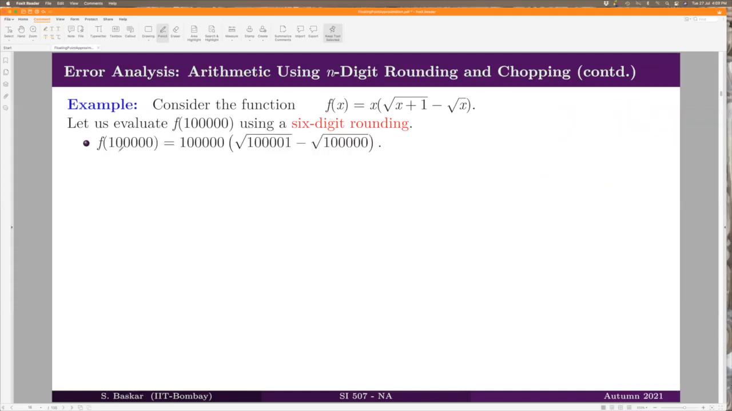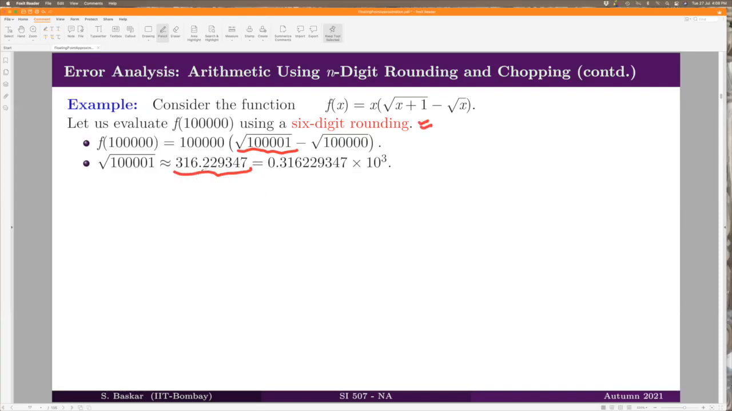First, let us evaluate the function f at the point 1 lakh. That is nothing but 1 lakh into root of 1 lakh and 1, because it is x plus 1 minus root 1 lakh. Actually, we have to do 6-digit rounding to 1 lakh also, but I am not doing it here. I will leave it to you to think why. So let's take the first term, root 1 lakh 1, and that is approximately given like this. It may have more digits, but I have not written them here because I may not use the other digits. My interest is only up to 6 digits.